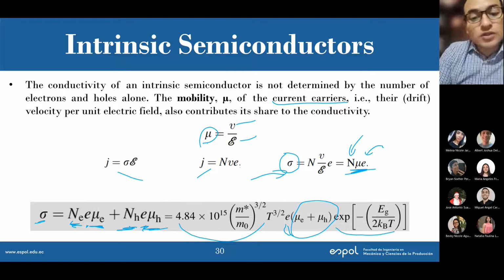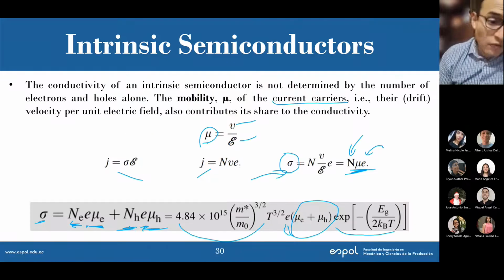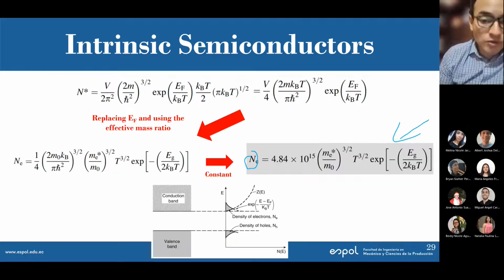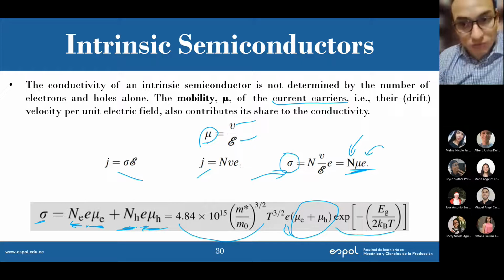and times the exponential term. This is literally replacing n of v and n of h, because remember, that must be the same. So you just replace them and you will get this equation, okay? And this is the equation that defines conductivity and allows me to calculate the conductivity of an intrinsic semiconductor. Is it clear, guys?